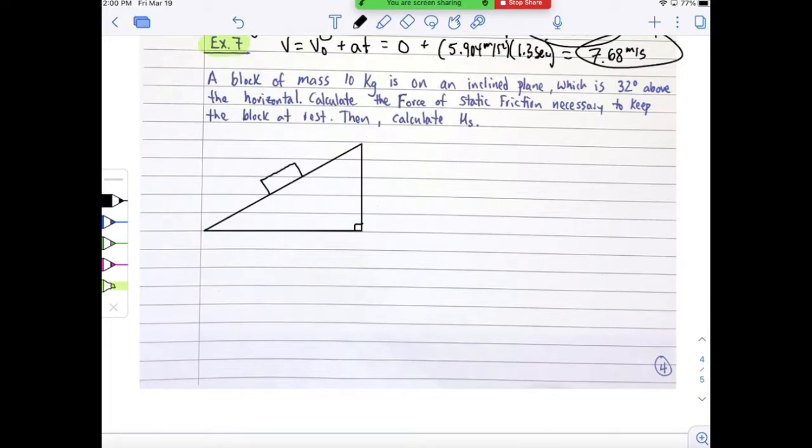All right, so we're going to finish our FBD packet number 2 with example number 7. It says a block of mass 10 kilograms is on an inclined plane, which is 32 degrees above the horizontal. Calculate the force of static friction necessary to keep the block at rest, and then calculate mu sub s.